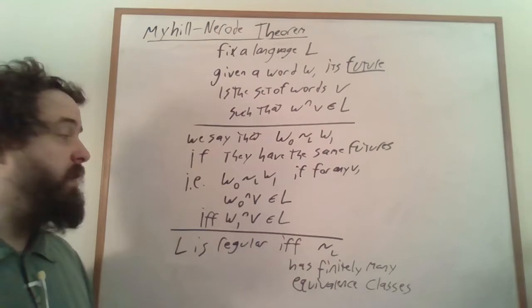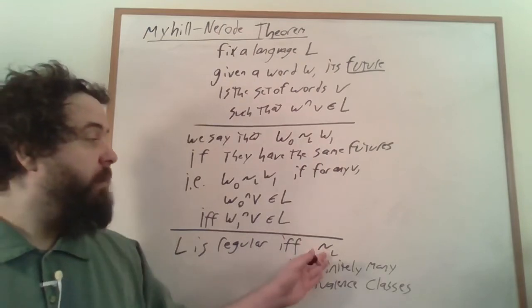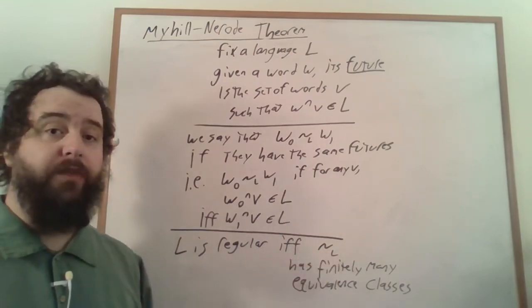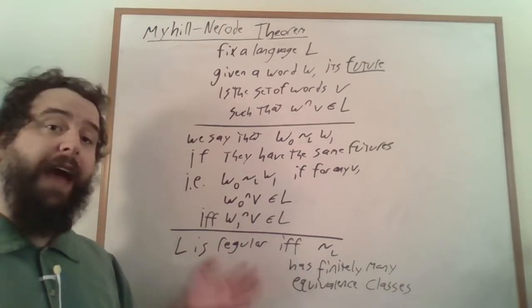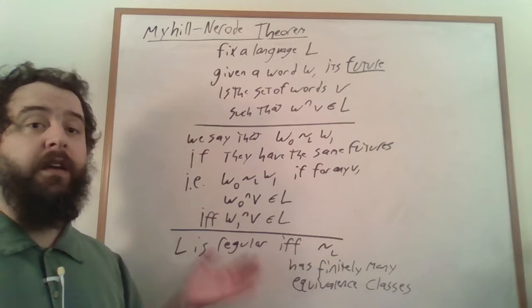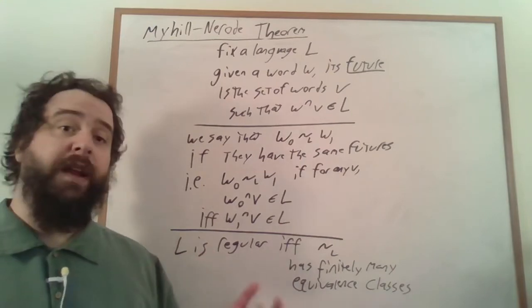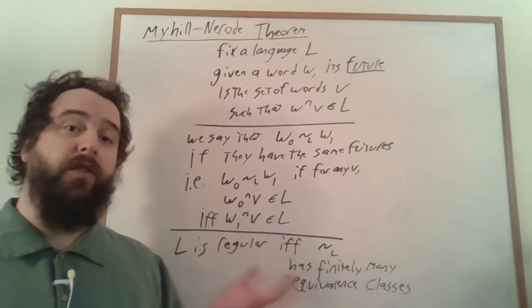We call the pieces of this partition equivalence classes, and the Myhill-Nerode theorem says L is a regular language if and only if Myhill-Nerode equivalence over the language L has finitely many equivalence classes. So this is a very abstract way of categorizing the regular languages. Let's try to look at this from a slightly more concrete perspective.